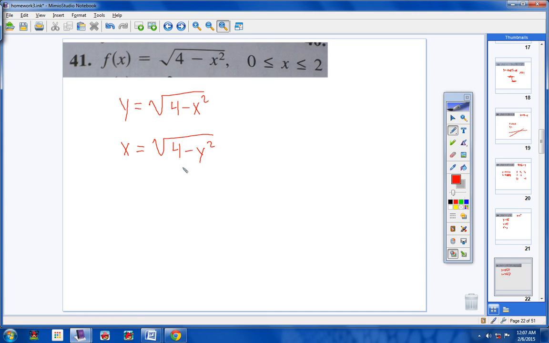Alright, now let's see here. We're going to solve for y. To get rid of the square root, we're going to square both sides. When you square x, you get x squared. When you square the radical, you get 4 minus y squared. Now bring the 4 over and make it negative. Now change all the signs so your y squared is positive. And now take the square root of both sides.